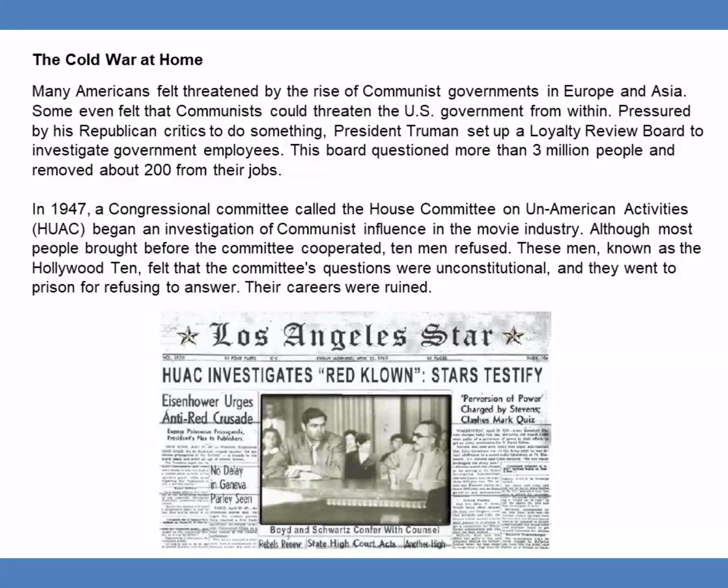In 1947, a congressional committee called the House Committee on Un-American Activities, HUAC, began an investigation of communist influence in the movie industry. Although most people brought before the committee cooperated, 10 men refused. These men, known as the Hollywood 10, felt that the committee's questions were unconstitutional, and they went to prison for refusing to answer. Their careers were ruined.